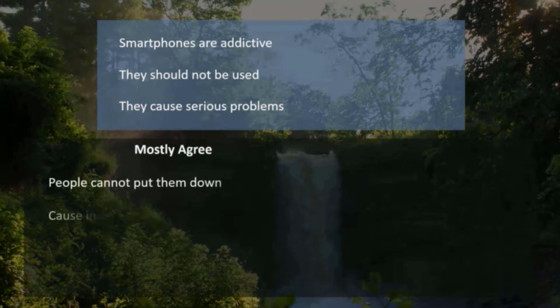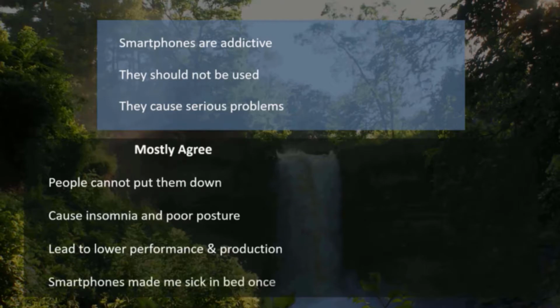Mostly agree. People cannot put them down. It causes insomnia and poor posture. It leads to lower performance in production. Smartphones made me sick in bed once.